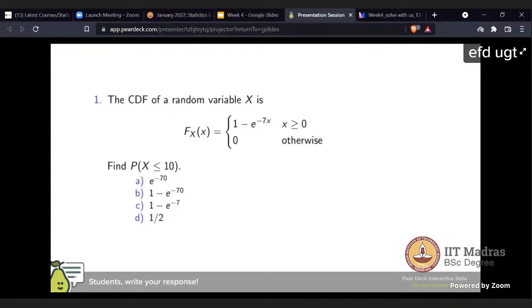If you observe it carefully, this is the CDF for your exponential distribution. For any positive x, the CDF of the random variable x is defined as 1 minus e to the power minus 7x. In this case, your 10 is greater than 0, so this is nothing but F_X(10). We can write it as P of x less than or equal to 10, which is F_X(10).